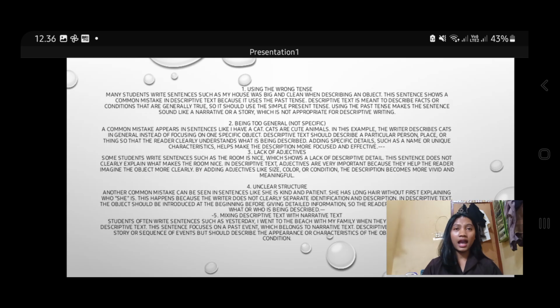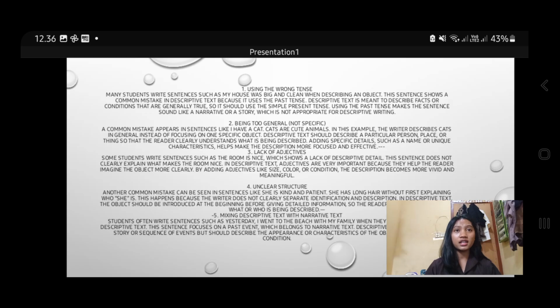A common mistake appears in sentences like "I have a cat. Cats are cute animals." In this example, the writer describes cats in general instead of focusing on one specific object. Descriptive text should describe a particular person, place, or thing so that the reader clearly understands what is being described. Adding specific details such as a name or unique characteristic helps make the description more focused and effective.